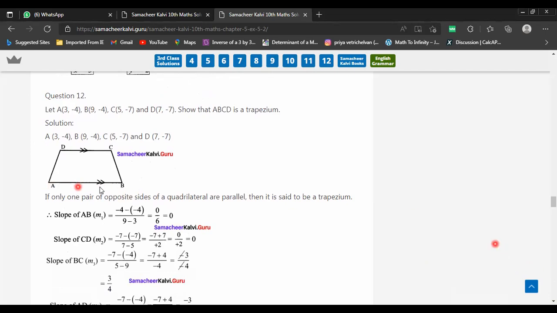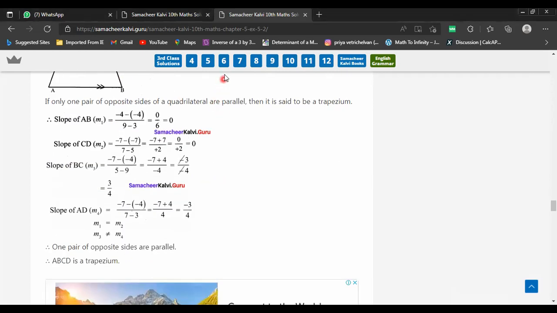So you take the line AB and DC. The line AB and DC, their slopes must be equal, since they are parallel to each other. And this slope and this slope shouldn't be equal. Okay. So that is how you will prove whether the given points form the trapezium or not. This is the condition. So M1 should be equal to M2 and M3 should not be equal to M4. That is the condition.